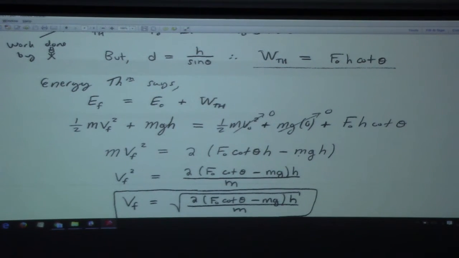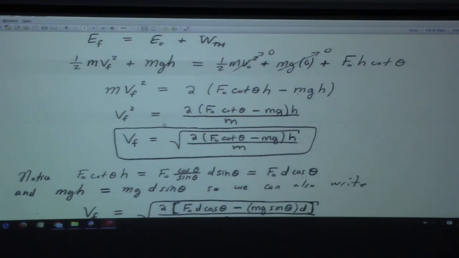Oh, anyway, I'm out of time. I'll shut up. I wanted to share with you what happens if you have a non-conservative force in there.